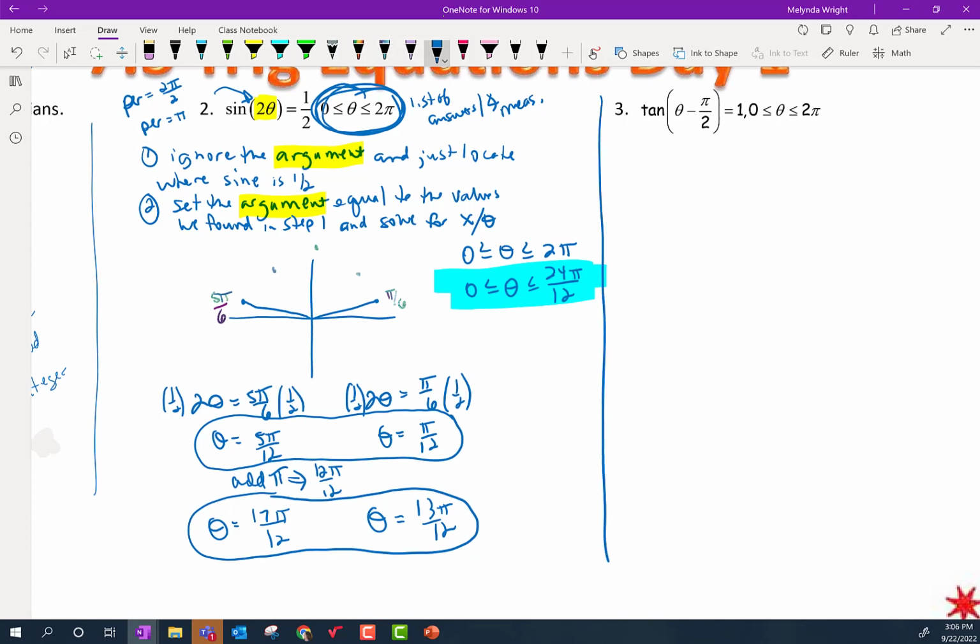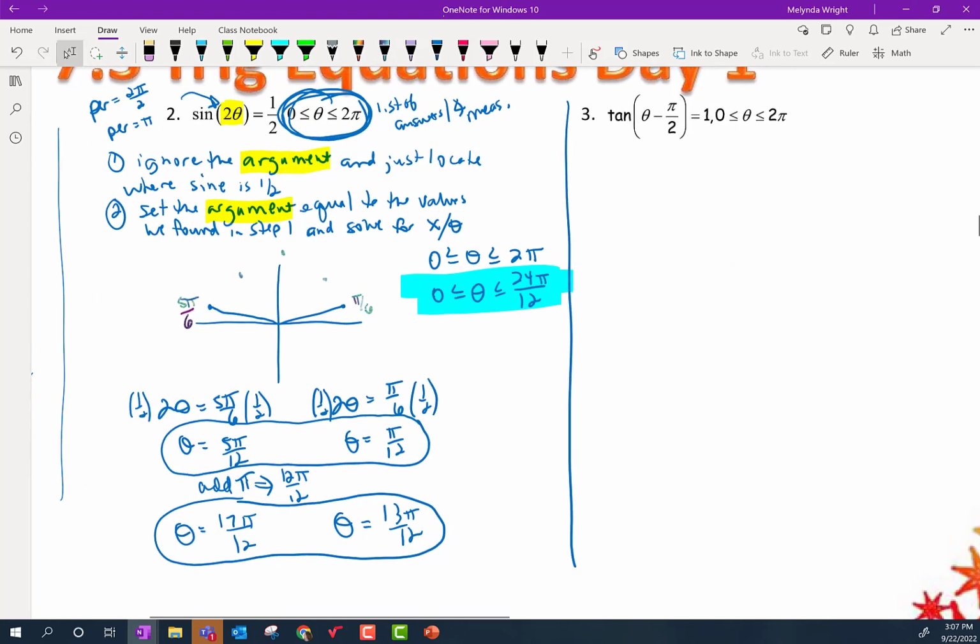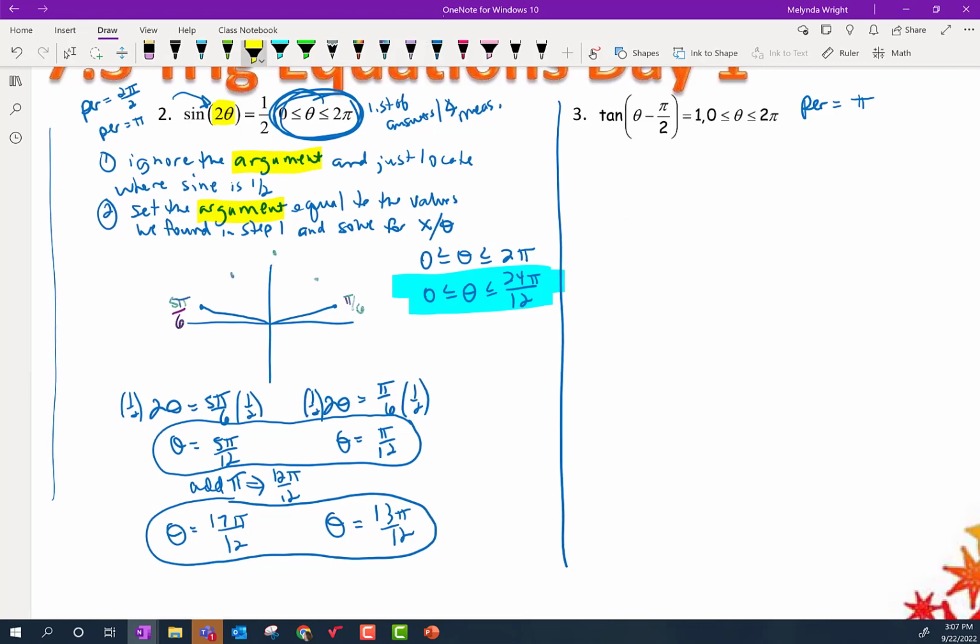Now, for the next one, the period has not changed. This is tangent's period. So tangent's period is pi. Okay. So we're going to do those steps because this is the same kind of thing. See how that argument is just kind of crazy looking? And I just want to know where tangent is 1. That's all I want to know. Okay, so let's work on that.